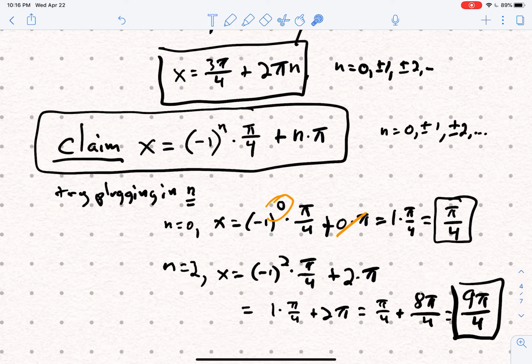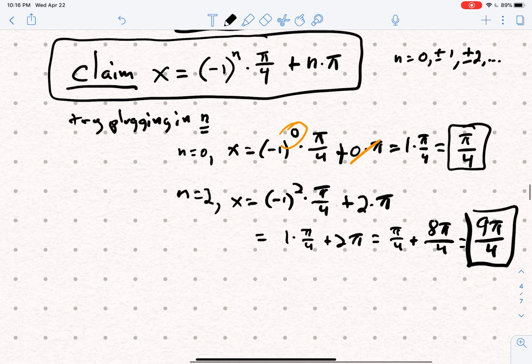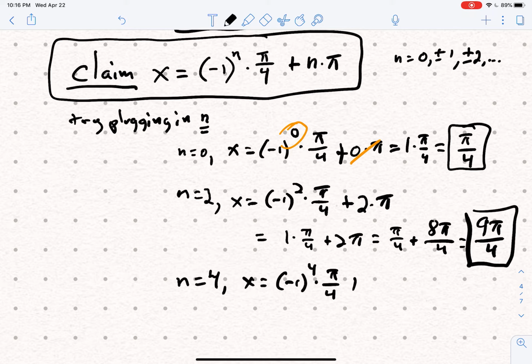Let's do it one more time where n is equal to 4. If you're asking yourself, what about the odd numbers? You should be. We're going to come back and do those in just a second. So n equals 4. X is equal to minus 1 to the power 4 times pi over 4 plus 4 times pi. Minus 1 to the 4 is minus 1 times minus 1 times minus 1 times minus 1, which all comes out to just a positive 1 times pi over 4.